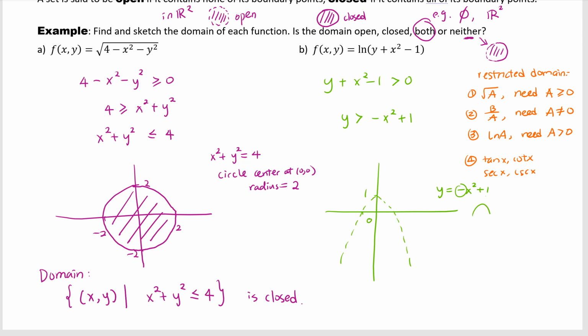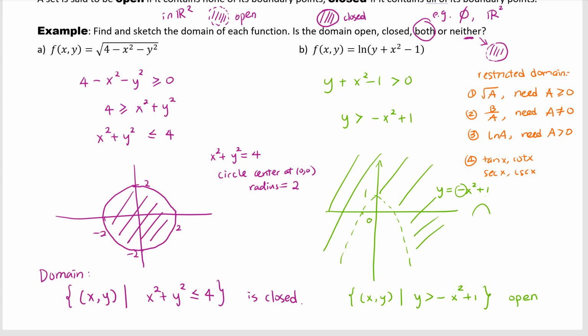And y is greater than. So greater than means it's bigger. Is it on top of the parabola or below the parabola? The bigger number is on top, right? It's greater than, so we pick this region. So this set is the points x, y such that y is greater than minus x squared plus 1. Is this open or closed? You see, it does not contain the boundary points. It does not contain any of the boundary points, so this is open.